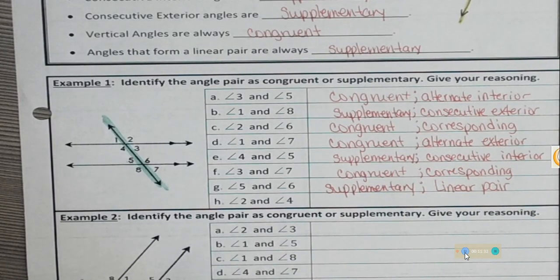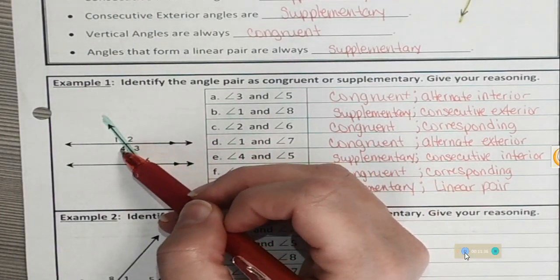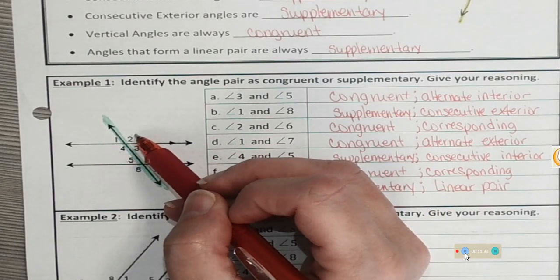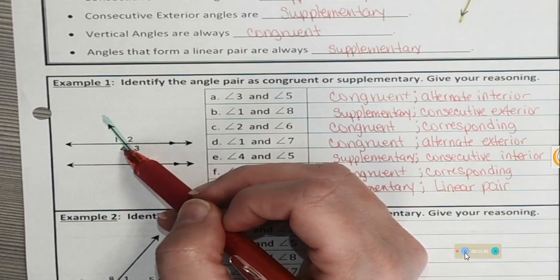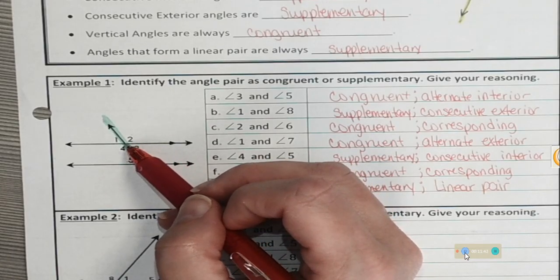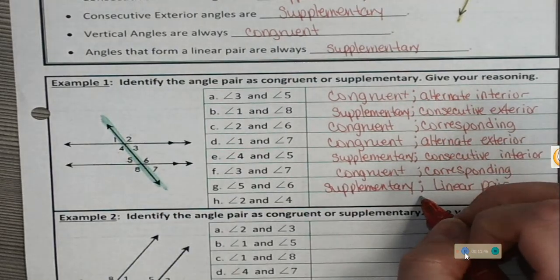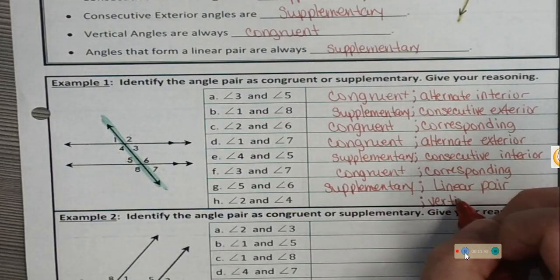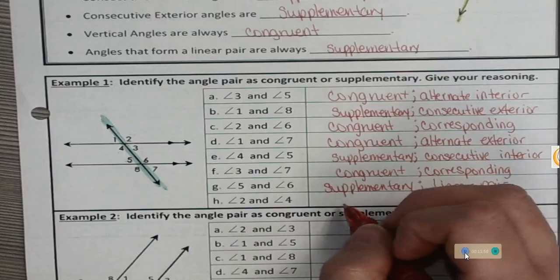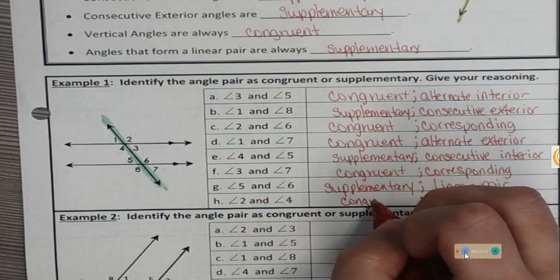And then finally, the one that is really stressing us out a bit today, angle 2 and angle 4. They are on alternate sides of the transversal, but they are intersecting right here. When they are across their intersection, those are vertical angles. And what do you know about vertical angles? They're equal, so they are congruent.